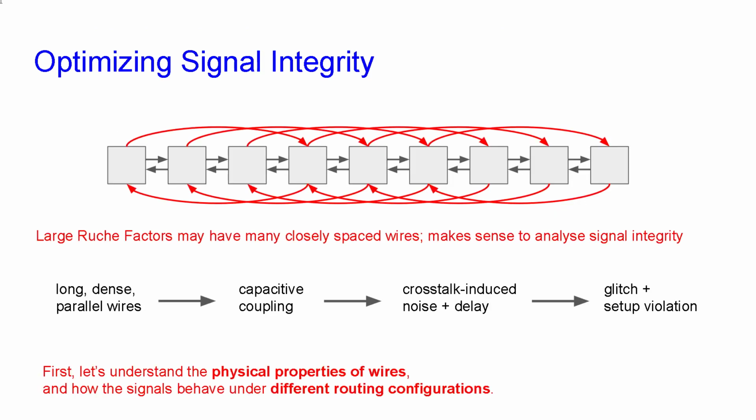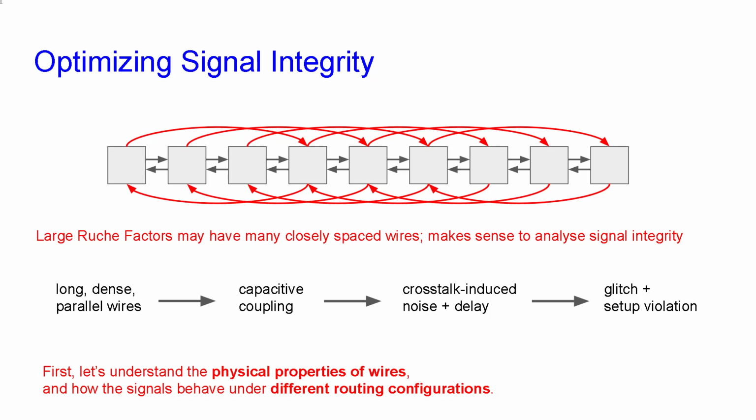Now we'll talk about physically implementing Ruche networks. Before we begin, we need to think about one of the crucial design challenges that are unique to Ruche networks. With the addition of a Ruche network, there are long parallel wires placed with much greater density. Because of the capacitive coupling, there will be crosstalk-induced noise and delay, and they need to be kept below a certain level to prevent glitch and setup time violation.